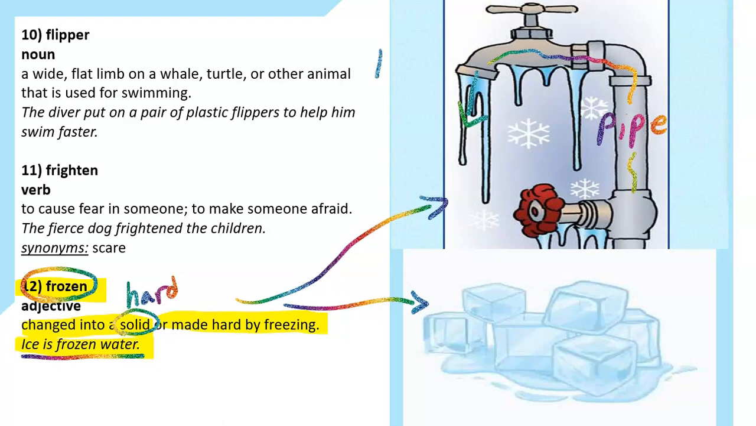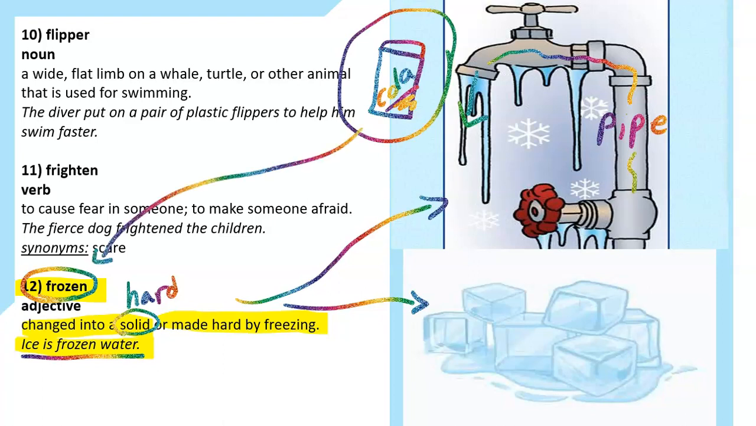One time I had a bottle of cola, but it was too hot. So I put it in my freezer so that it could get a little bit colder, but I forgot about it. And I didn't remember until the next day. So when I opened my freezer, my cola was totally frozen. It turned hard. It wasn't liquid anymore. So I couldn't drink it.